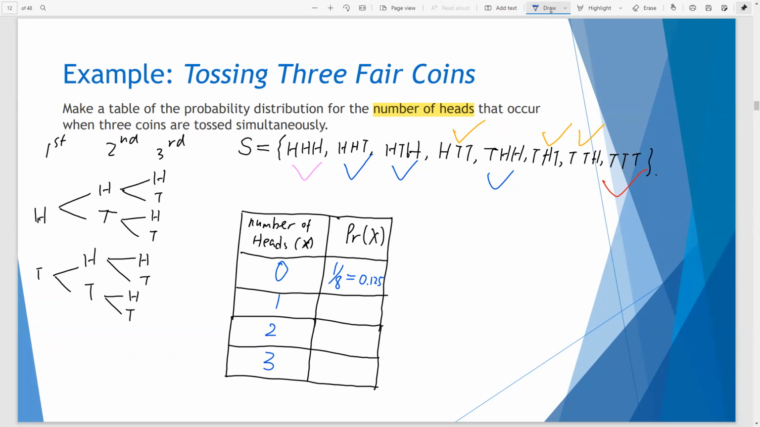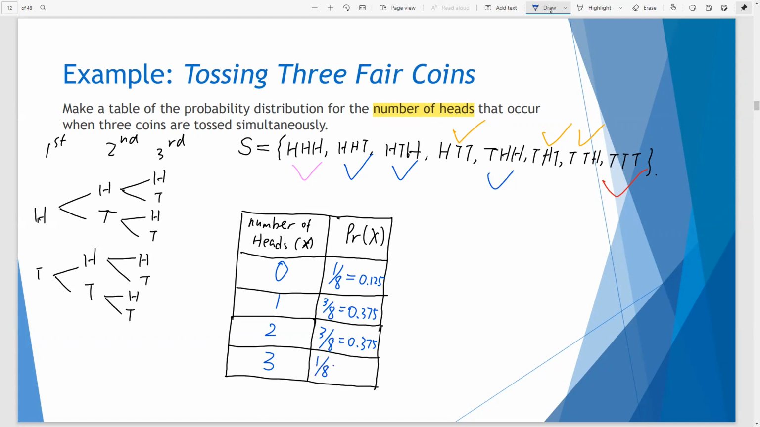Right, 1 head and 2 tails, that's put in yellow, right? 1 head and 2 tails, that's 3 cases. That's 0.375. 2 heads I put in blue, that's 2 heads and 1 tail. That's 3 cases out of 8. That's 0.375. And finally, one case that has all three heads.